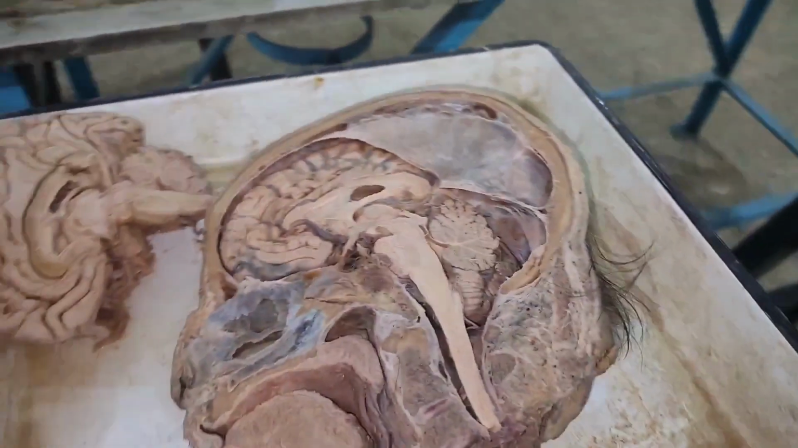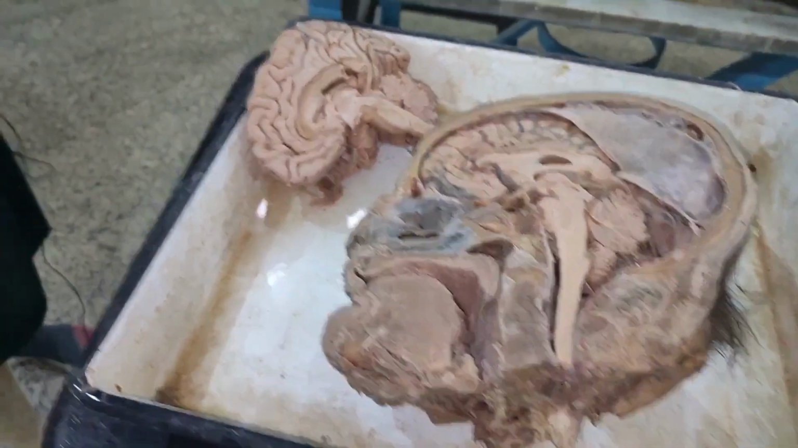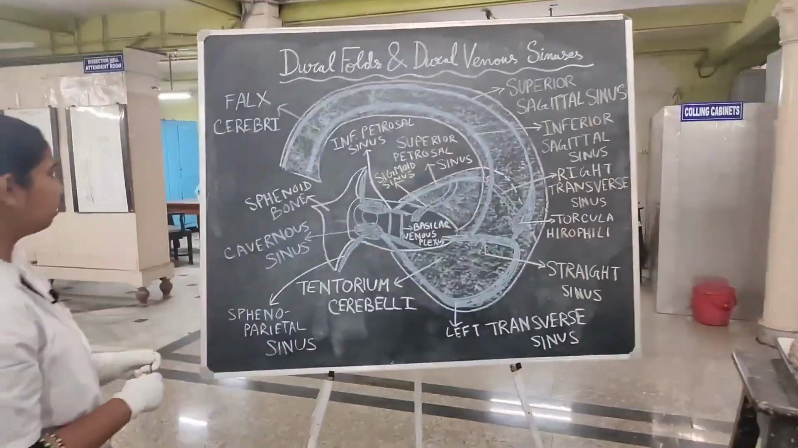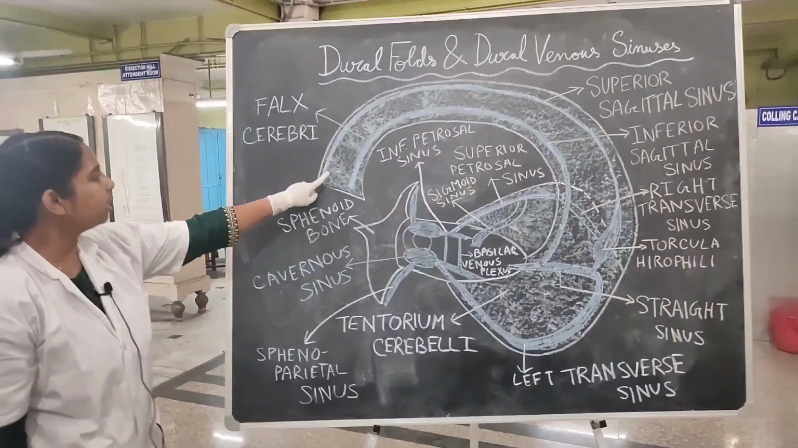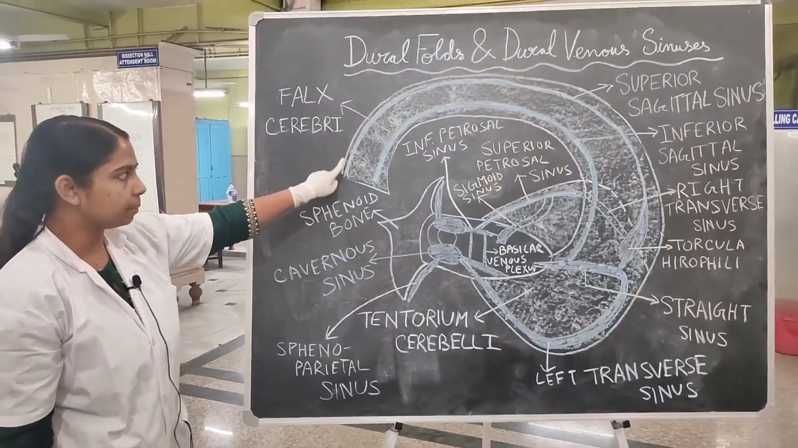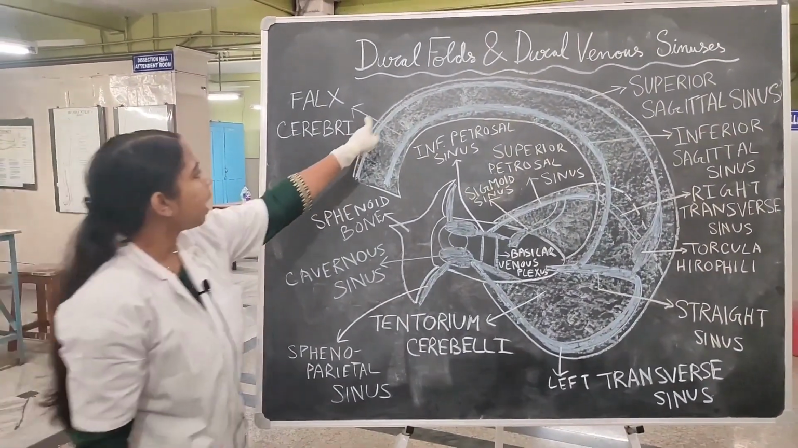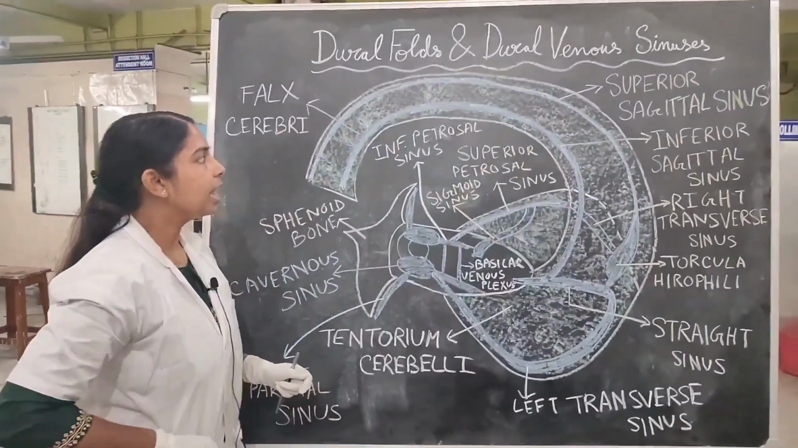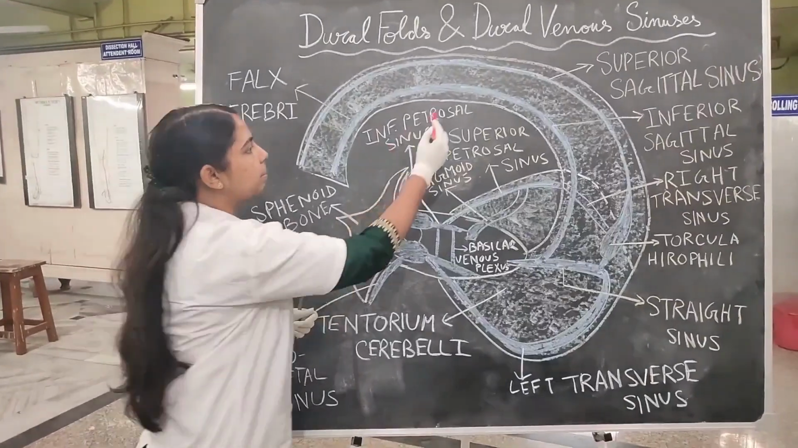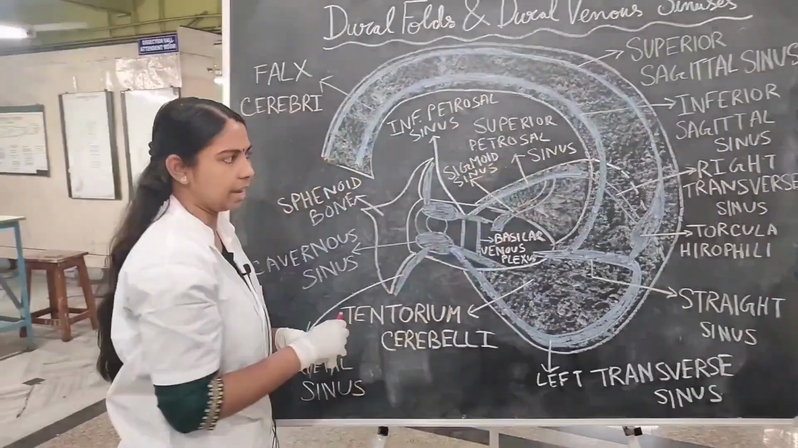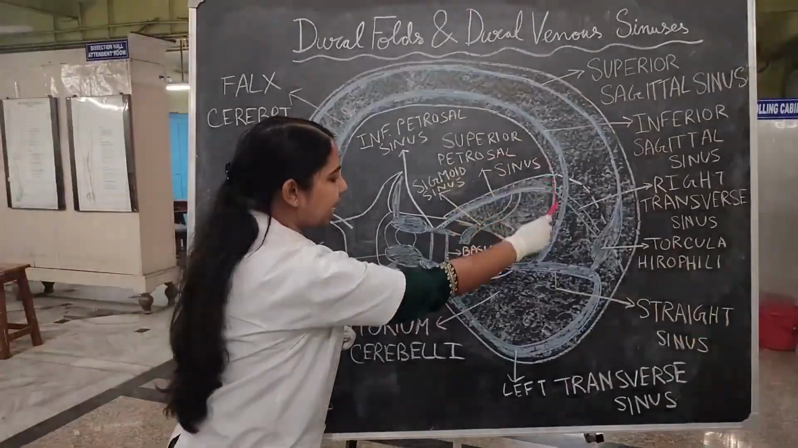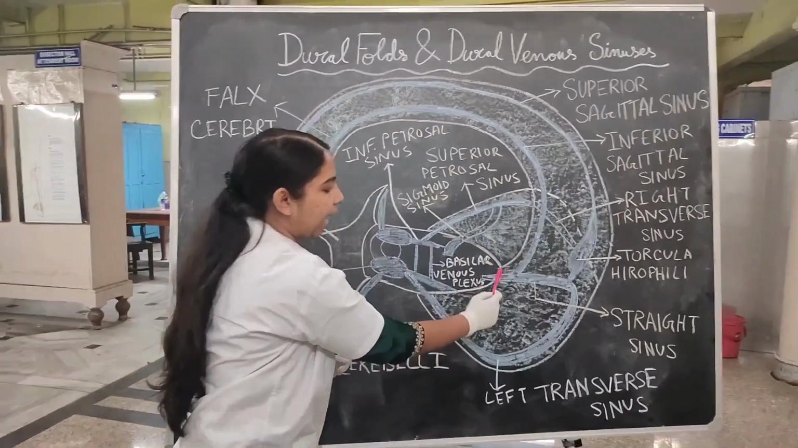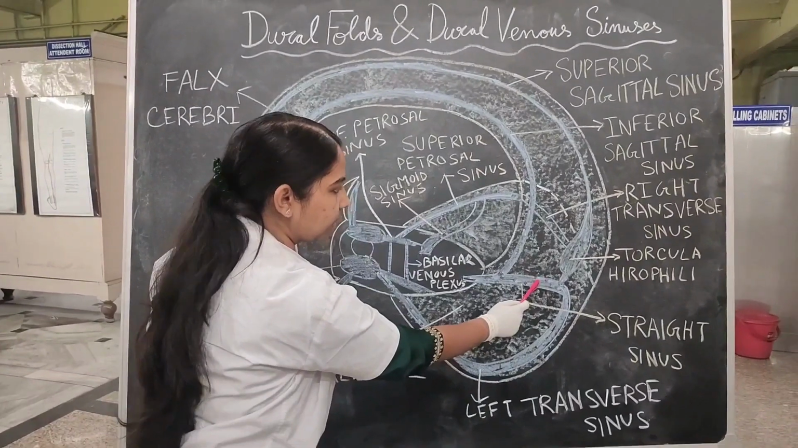Now, let us revise it quickly through the schematic diagram. If you see this schematic diagram, this diagram is showing the sickle shaped falx cerebri. Along its upper attached margin, there is the superior sagittal sinus. Along its lower margin, there is the inferior sagittal sinus. The inferior sagittal sinus gets a communication from the great cerebral vein of Galen and finally forms the straight sinus.